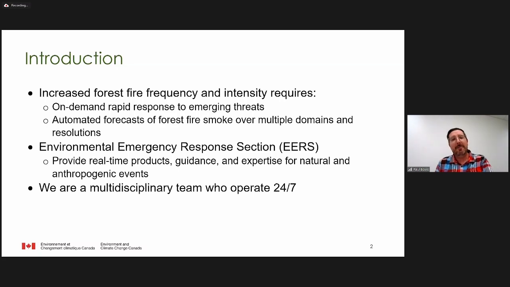We are a dedicated multidisciplinary team who operate 24/7. Since 2016, the EERS has been running a suite of automated forest fire smoke dispersion forecasts for not only Canada, but for select regions around the world. My presentation will start by providing a bit of information on the models behind our automated smoke forecasts. I'll then quickly discuss the main features of our automated smoke forecasts, followed by a few initial results of our first major evaluation against observed data.